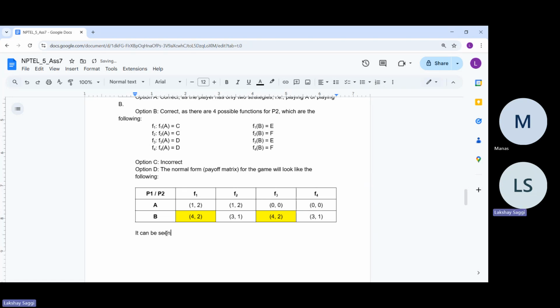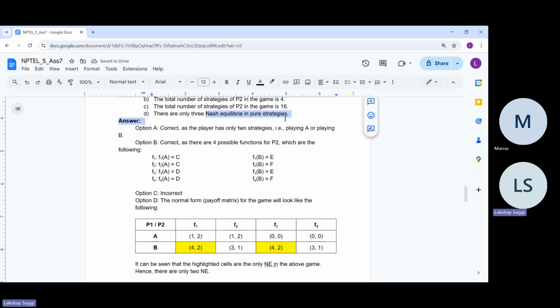So it can be seen that the highlighted cells are the only Nash equilibria in the above game. Hence, there are only two Nash equilibria. So this statement claiming that there are three Nash equilibria in pure strategies is incorrect. So in pure strategies, yes. I hope this makes sense.